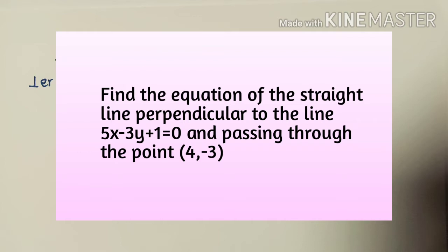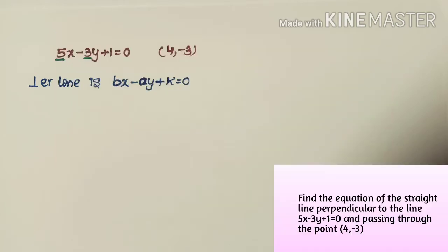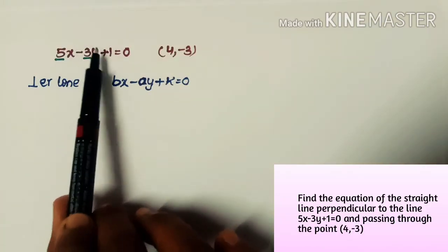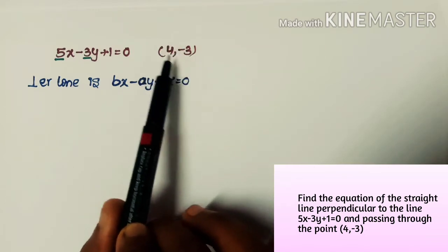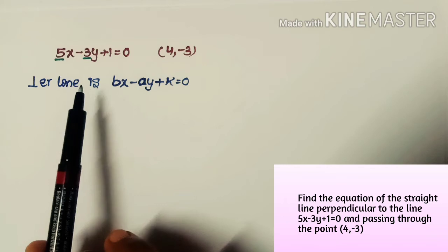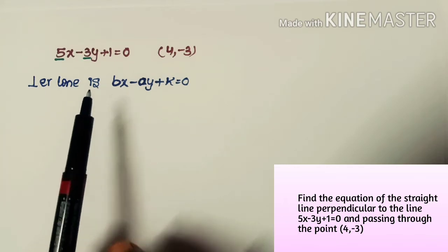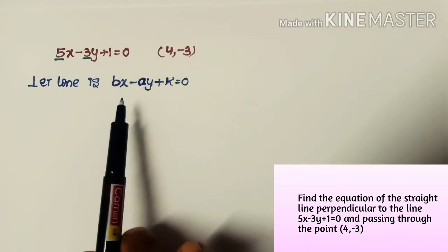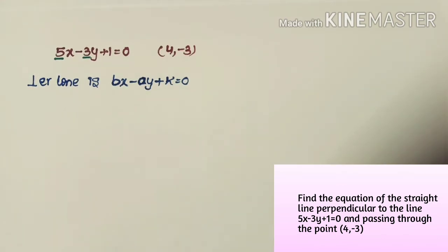Next problem. Find the equation of the line perpendicular to 5x minus 3y plus 1 equals 0 and passing through the point (4, -3). So the equation of the line is perpendicular to this line and passing through the point (4, -3). Now what is the equation of the line perpendicular to ax plus by plus c equals 0? The formula is bx minus ay plus k equals 0. This is the formula for finding the perpendicular equation.